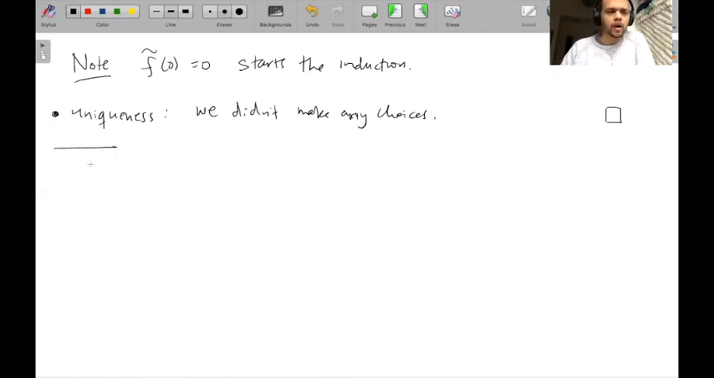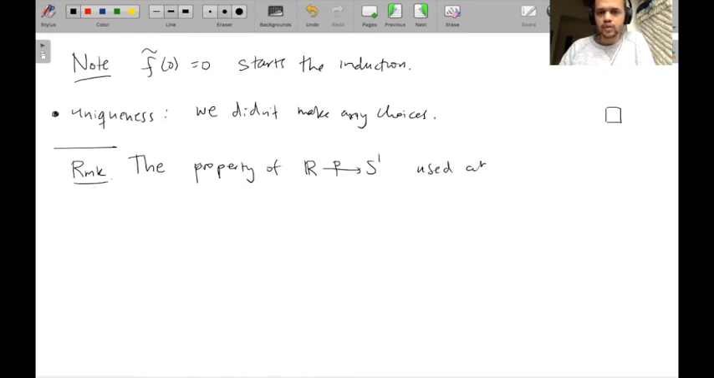Right, so a remark, which I kind of started to say a second ago. There's an important property of this map from R to the circle. And it's an important enough property to warrant a definition. So this property motivates the following definition.